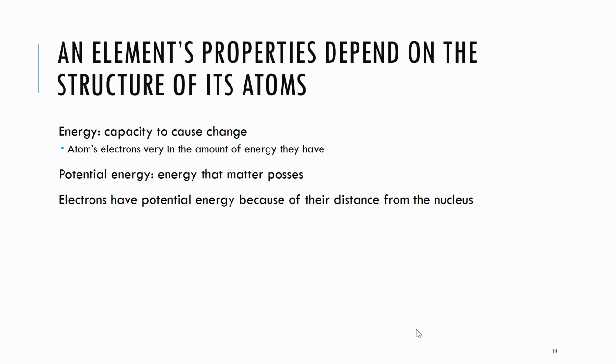Energy is the capacity to cause change. So in atoms, electrons vary in the amount of energy they have. They have a lot of potential energy, which is the energy that matter possesses. Electrons' potential energy comes from their distance from the nucleus.